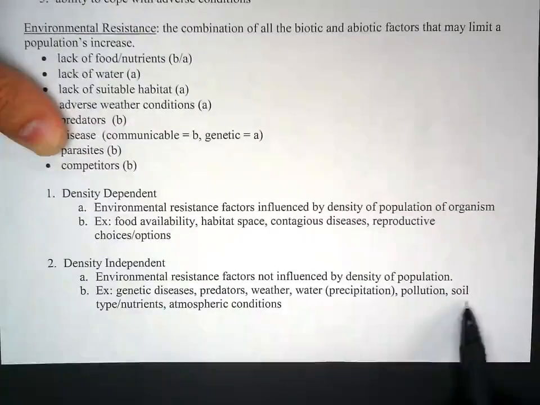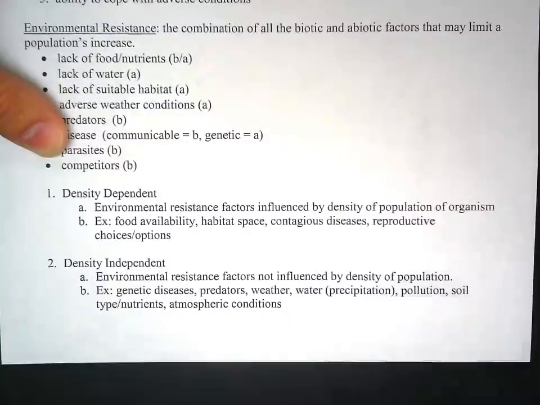Okay. Soil type and nutrients, that one's kind of in between either. The amount of stuff going into the soil will remain the same, but if you're talking about plant populations, obviously the more you have, the more they're going to use it, so it would be limited. So that one's sort of in between independent and dependent.